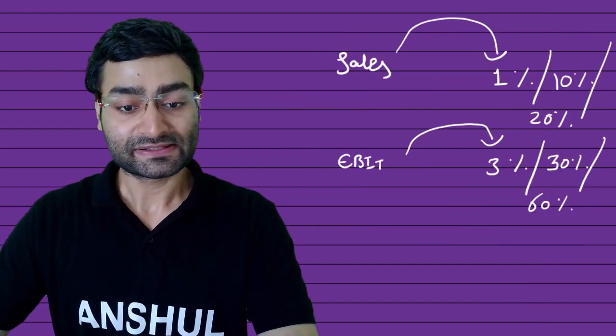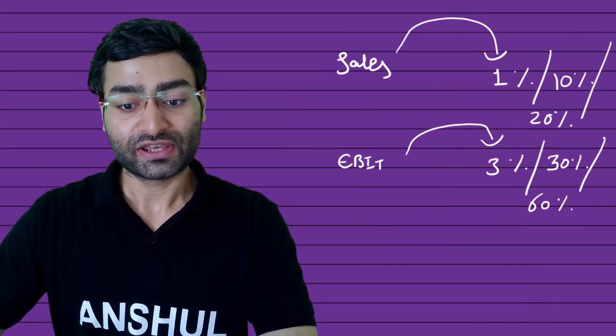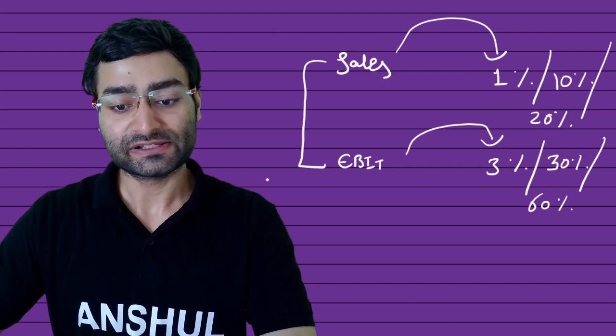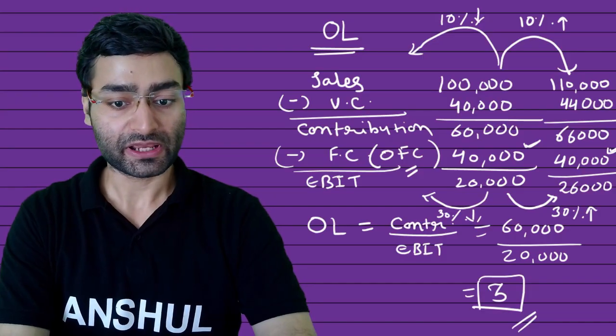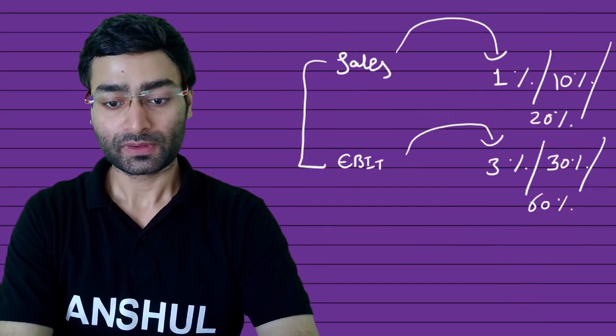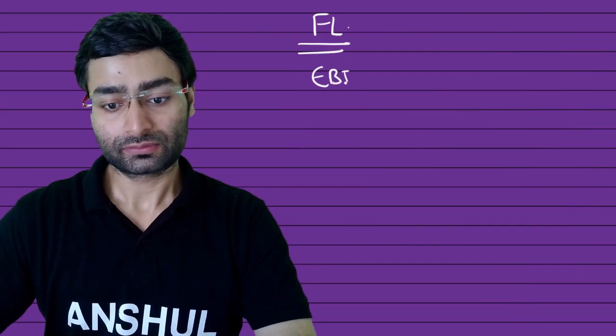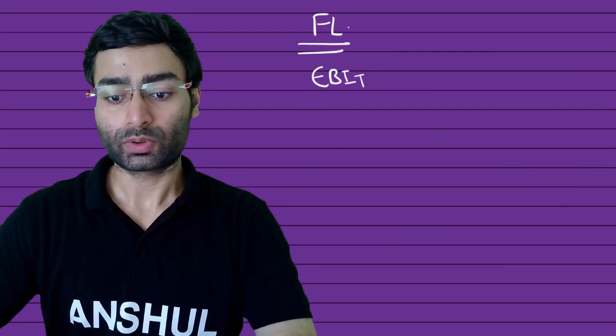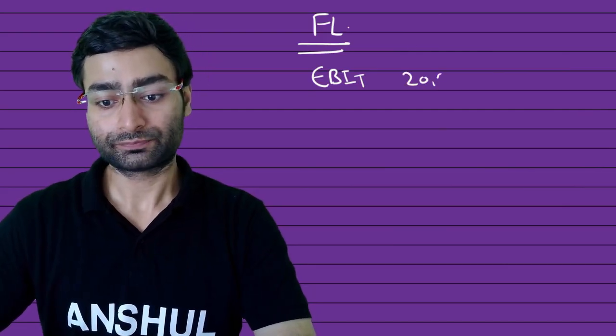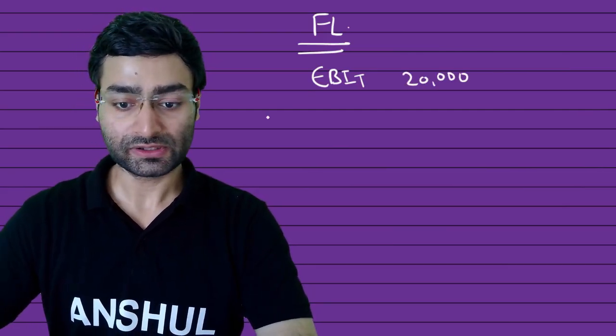So we can say the operating leverage is the relationship between sales and EBIT. Now let us understand the financial leverage in detail. To understand the financial leverage, I will extend this profit statement which I have prepared for operating leverage, and I will start with EBIT, which was 20,000. I'm just taking random figures.